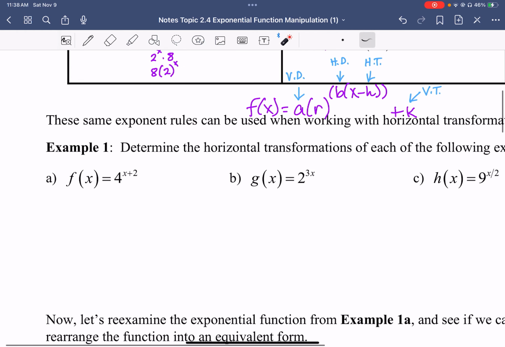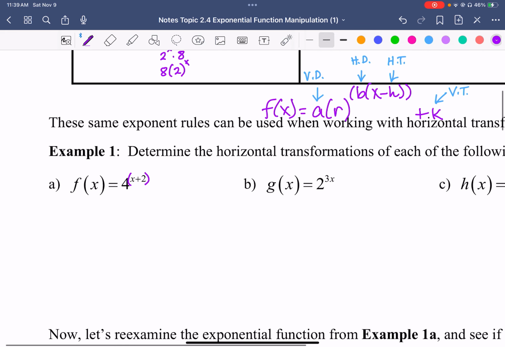Okay, so I see that I have, and if you want to, you can always add parentheses around the exponent. They don't have to put the parentheses, but if that helps you, you can do that. Okay, so I see that I have x plus 2. So remember, when you add or subtract inside of the parentheses, that means that it is a horizontal transformation, and that is represented by the letter h. Now remember, also everything inside the parentheses is not what you think it is. So when you're adding, you're actually subtracting, and when you're subtracting, you're actually adding. So h here is actually equal to -2 instead of +2.